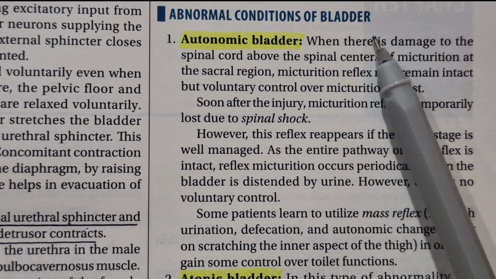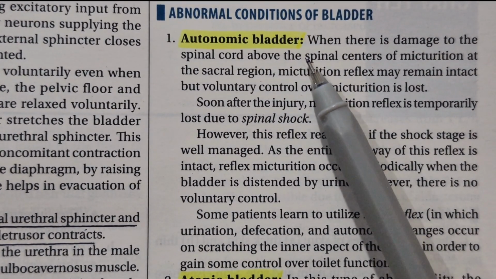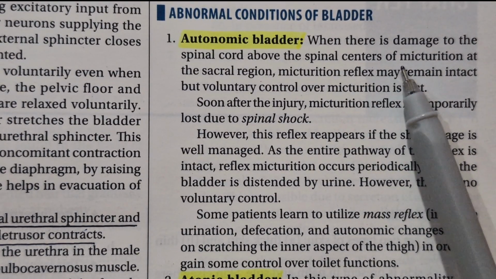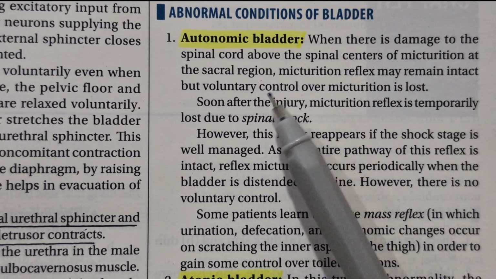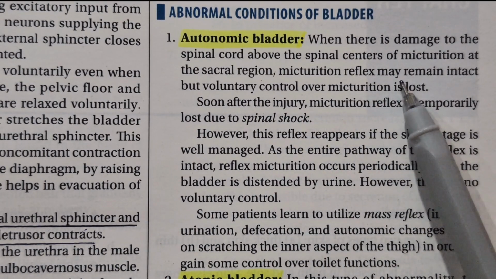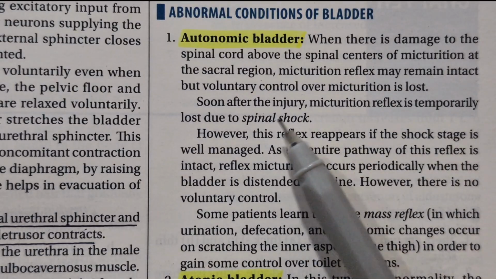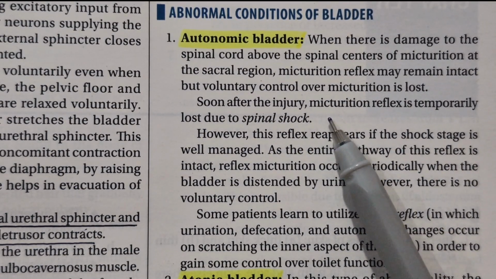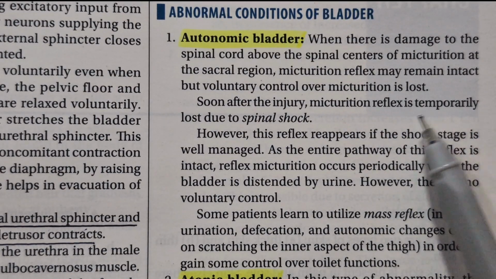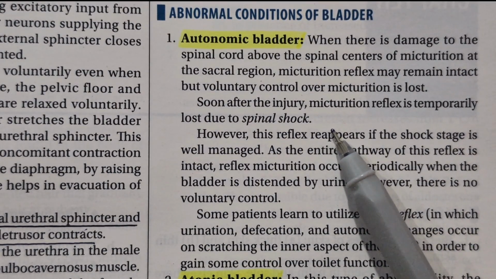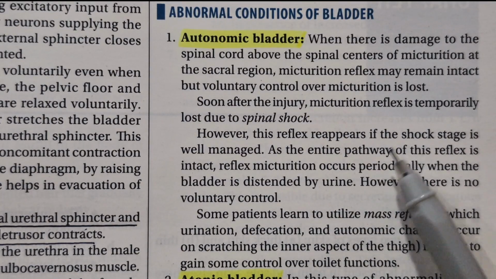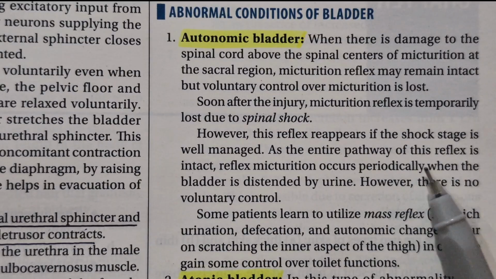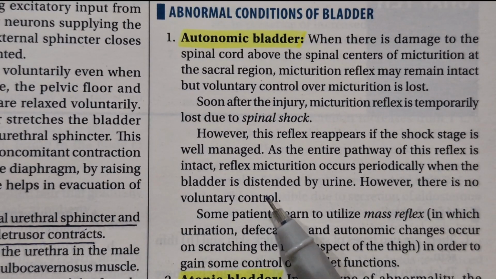Abnormal conditions of the bladder. The first one is autonomic bladder, when there is damage to the spinal cord above the spinal centers of micturition at the sacral region. Micturition reflex may remain intact, but voluntary control over micturition is lost. Soon after the injury, micturition reflex is temporarily lost due to spinal shock. However, this reflex reappears if the shock stage is well managed, as the entire pathway of this reflex is intact.